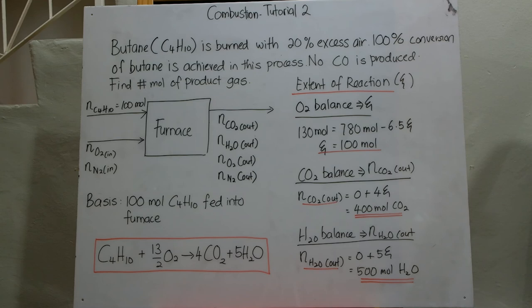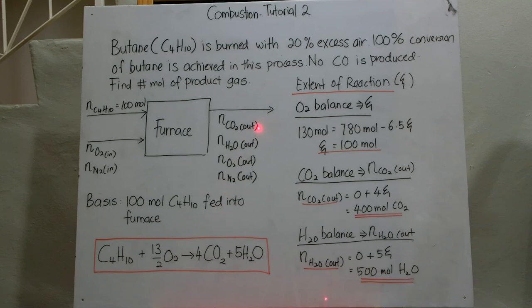Now let's find the remaining unknowns in the product line. We do not know the number of moles of CO2 out and the number of moles of water out, the products from the reaction. Okay, N2 out is equal to N2 in, right? Because N2 does not participate in the reaction, so whatever goes in will come out. So your N2 out is the same as from the previous calculation.